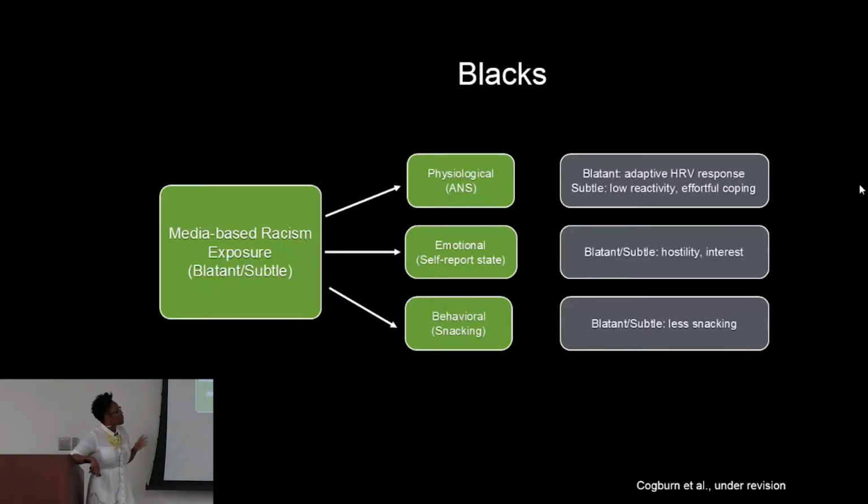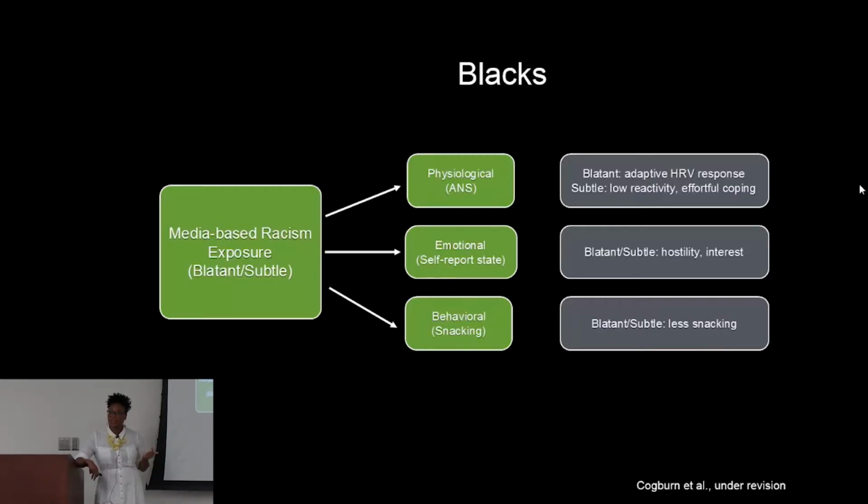And generally what we were finding at the physiological level, particularly in terms of heart rate variability, was that in the blatant condition, Blacks actually demonstrated an adaptive physiological response. They modulated their heart rate just fine. They had a reaction while they were viewing the content, and they returned to baseline once that content was gone. That's considered a healthy stress response at the physiological level.